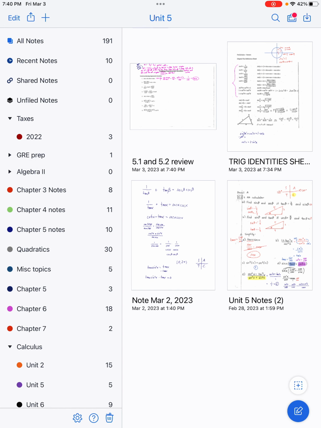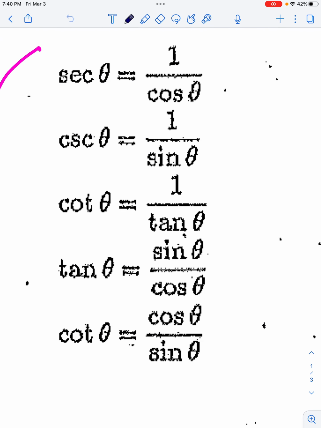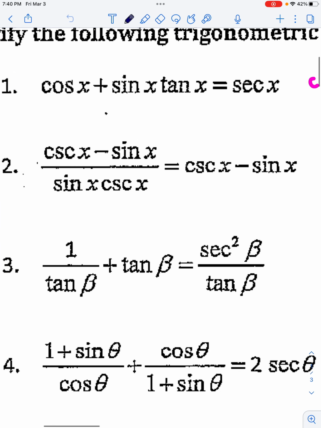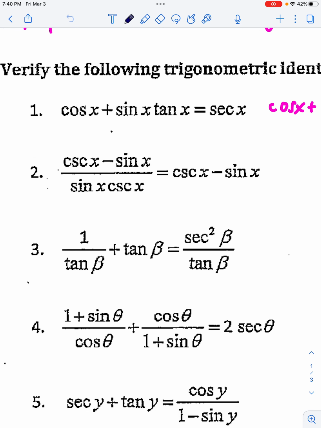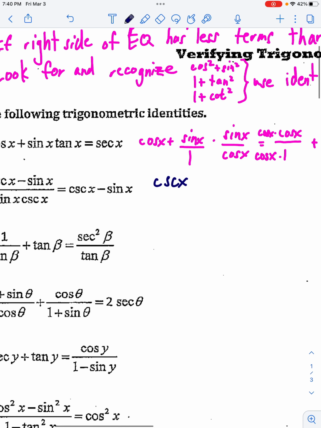So I'm going to go back to my identity sheet. Okay, so sine x cosecant x. So I'm going to write this down. The left side's going to become, if I change that cosecant x to a 1 over sine, I'm going to get sine x times 1 over sine x.